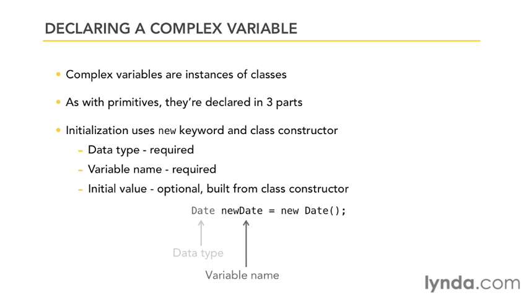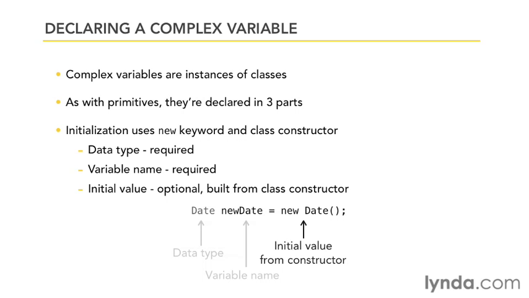The optional assignment looks like this. As with primitives, you use the equals assignment operator, but now because you're creating an instance of a class, you use the new keyword and you call the constructor method of the class, which matches the name of the class. Some constructor methods are called without passing any values in, and some constructor methods are called and you have to pass values in. And in some cases, it's optional.